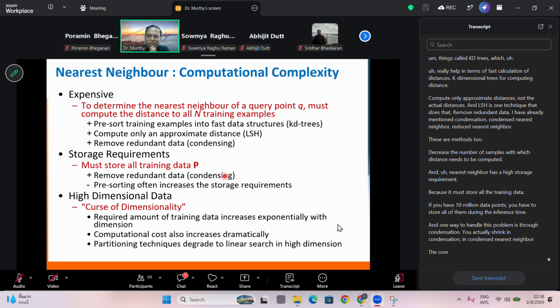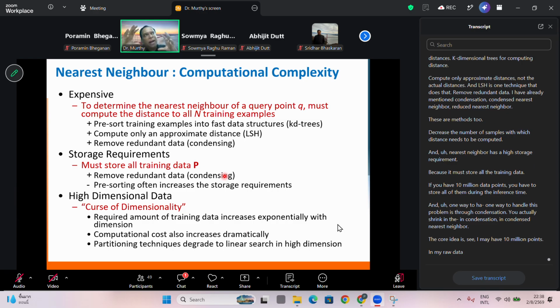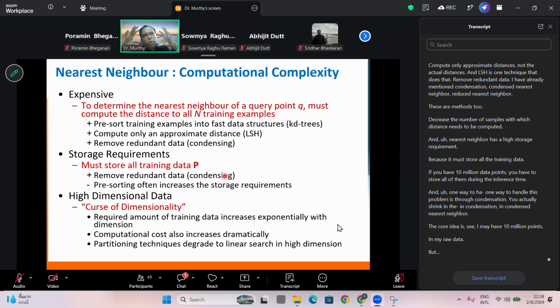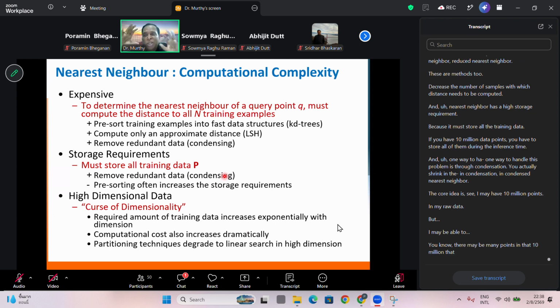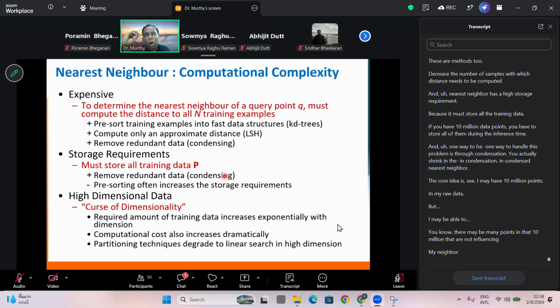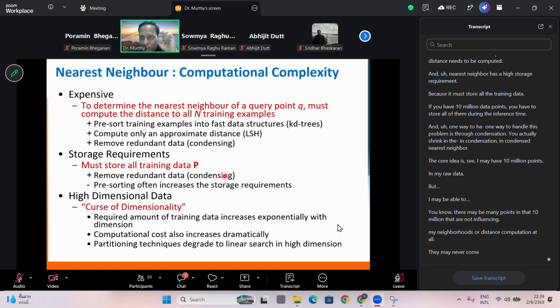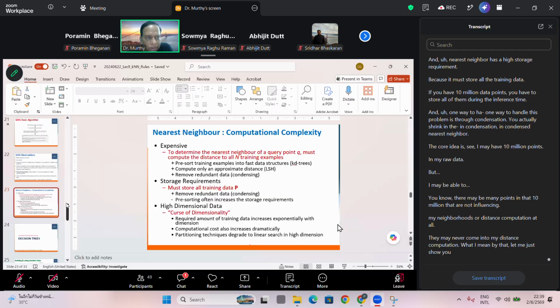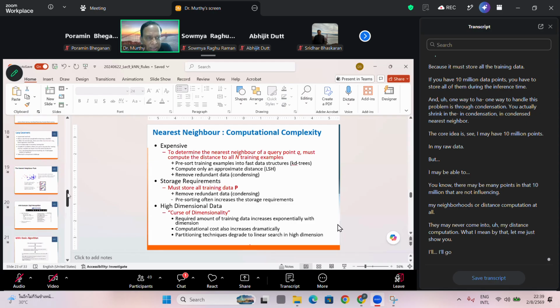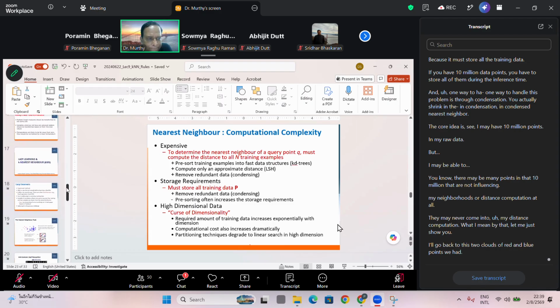The core idea is, I may have 10 million points in my raw data, but there may be many points in that 10 million that are not influencing my neighborhoods or distance computation at all. They may never come into my distance computation. What I mean by that, let me just show you. I'll go back to these two clouds of red and blue points we had.